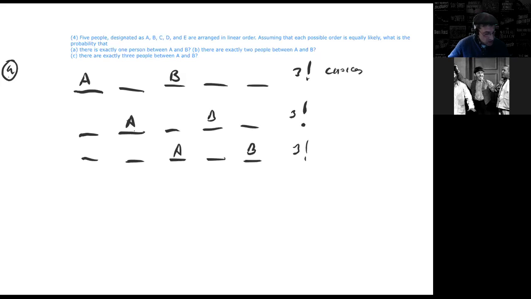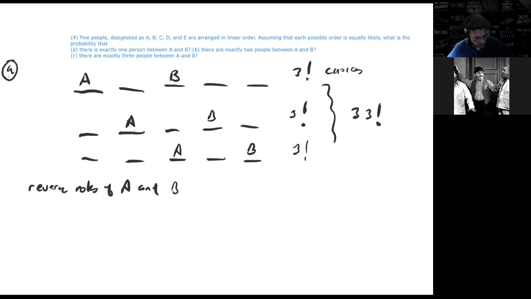Now, we can also reverse the roles of A and B in everything I did, and that gives me twice as many possibilities. So in the cases that I've already outlined, this would give me 3 times 3 factorial choices. And now, since I can reverse the roles of A and B, I get 2 times 3 times 3 factorial. If you like, 6 times 6, or 36 choices. Okay, so that's the answer to part A.